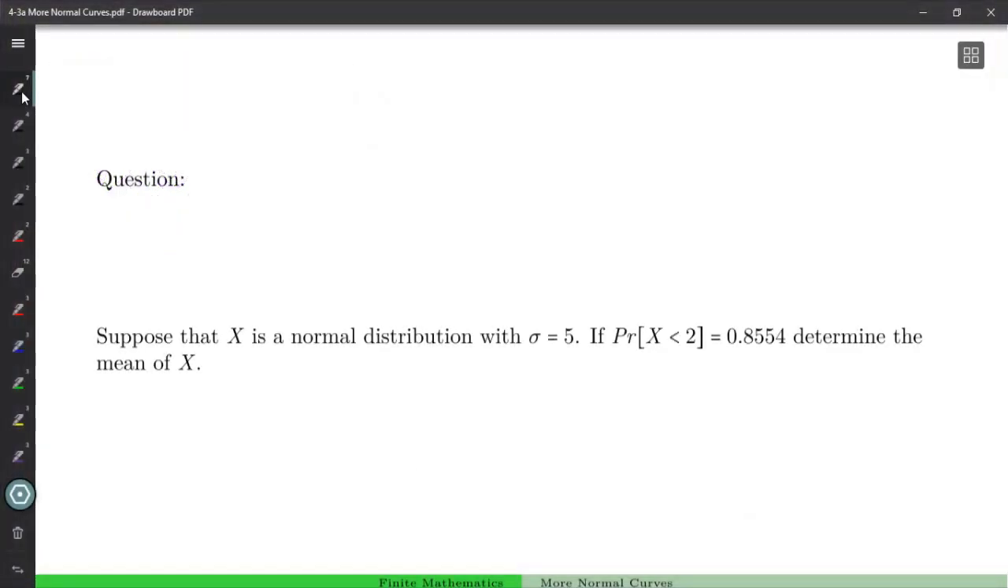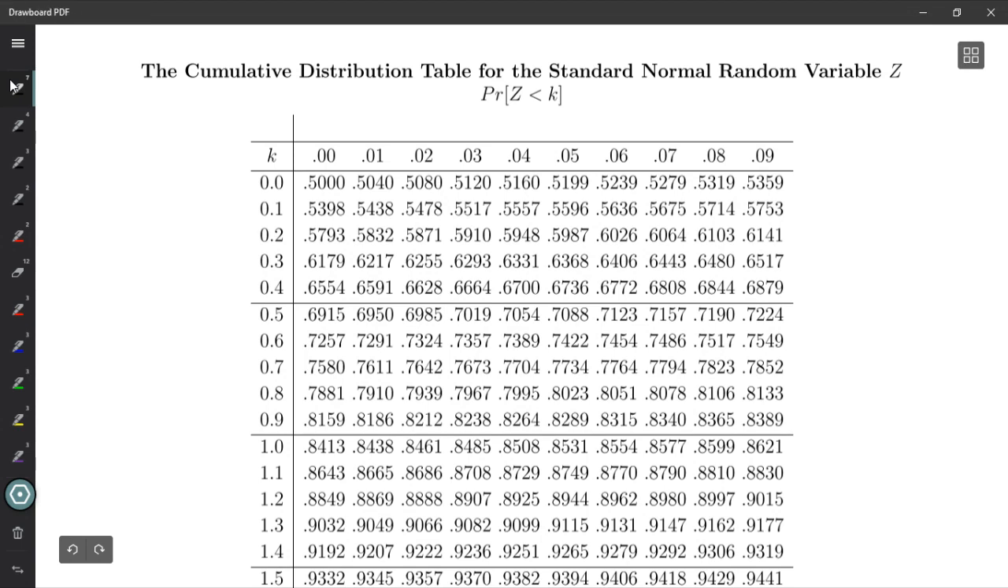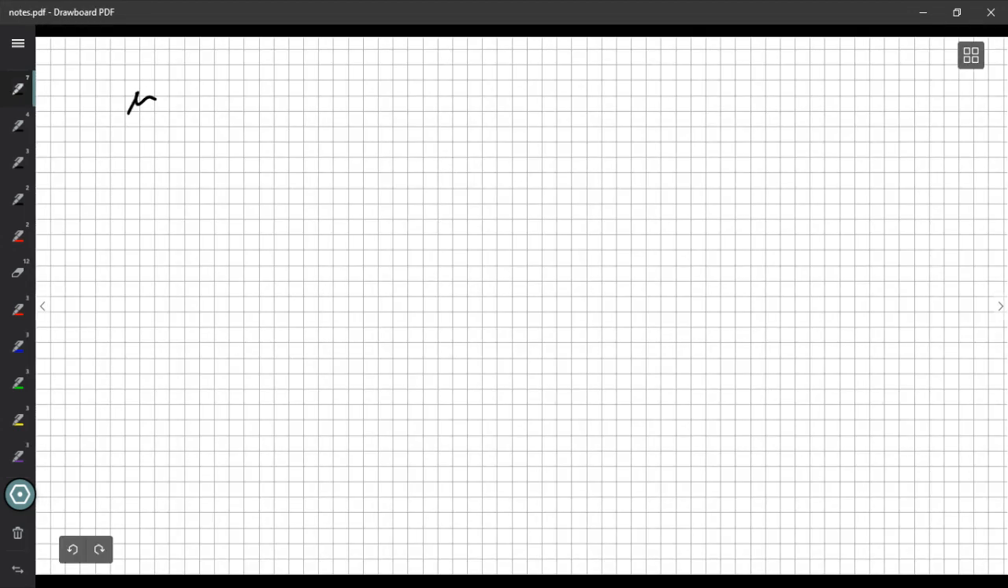Suppose that x is a normal distribution that has a standard deviation of 5, and we know the probability that x is less than 2 is 0.8554. Determine the mean of our x. So we're missing our mean mu. Now what we have is a standard deviation of 5, and then we've just got this probability here. But this probability is going to tell us a lot.